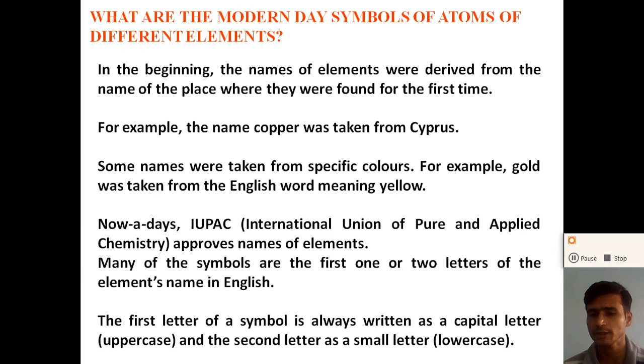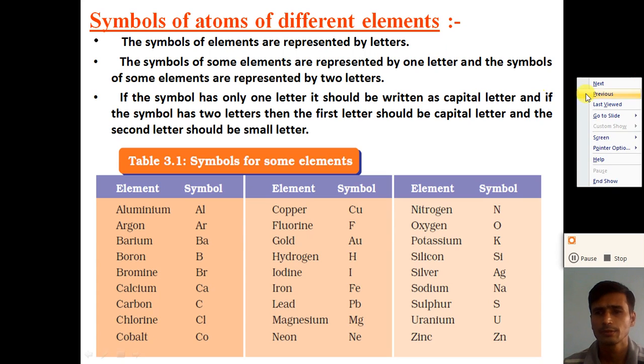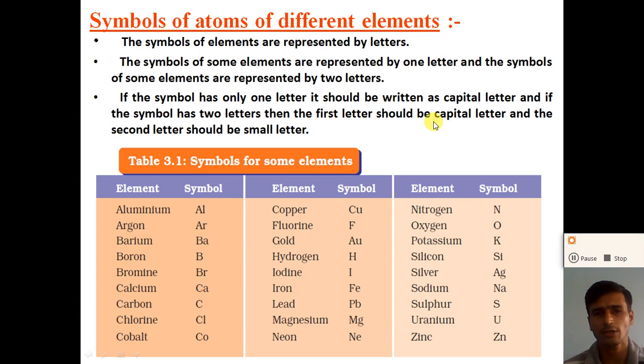For the first letter we must take a capital letter, and the second letter is a small letter, right? So the symbol of the elements is represented by letters. Nowadays, according to the International Union of Pure and Applied Chemistry, the symbol of an element is taken from its name: the first one or two letters from the name of the element, right? The first letter we consider a capital letter, and the second letter should be a small letter, right?